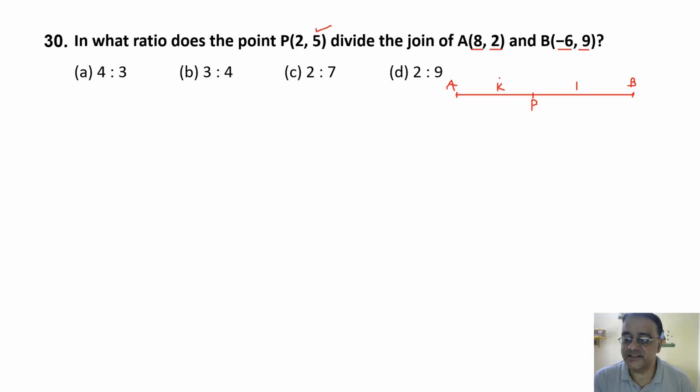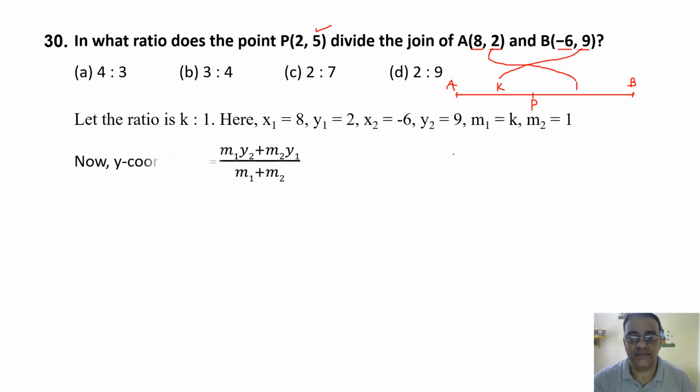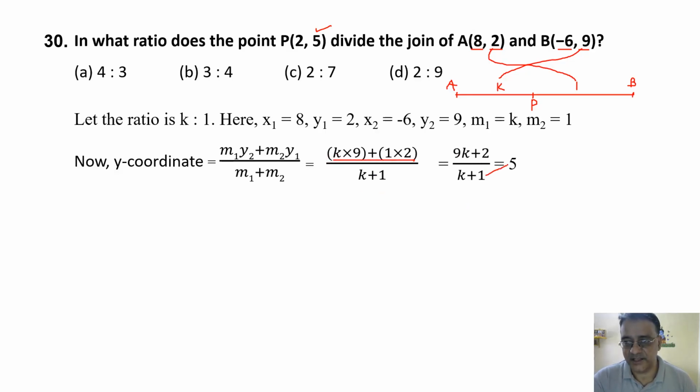So start करें y. So y coordinate is equals to m1 y2, that is k into 9, and m2 y1, that is 1 into 2 upon k plus 1. Right? So that is 9k plus 2 by k plus 1 is equals to 5. Now cross multiplication. So we'll get 5k plus 5. 5k को यहाँ पे shift करो और 2 को यहाँ पे shift करो.